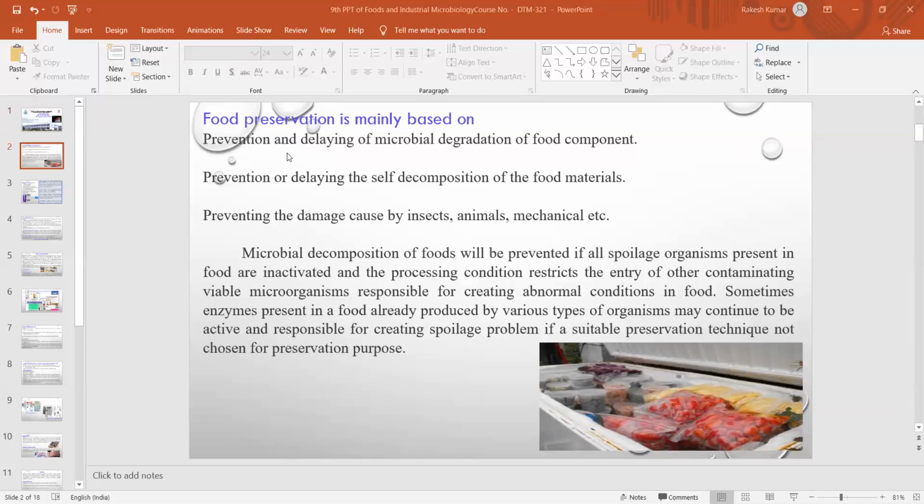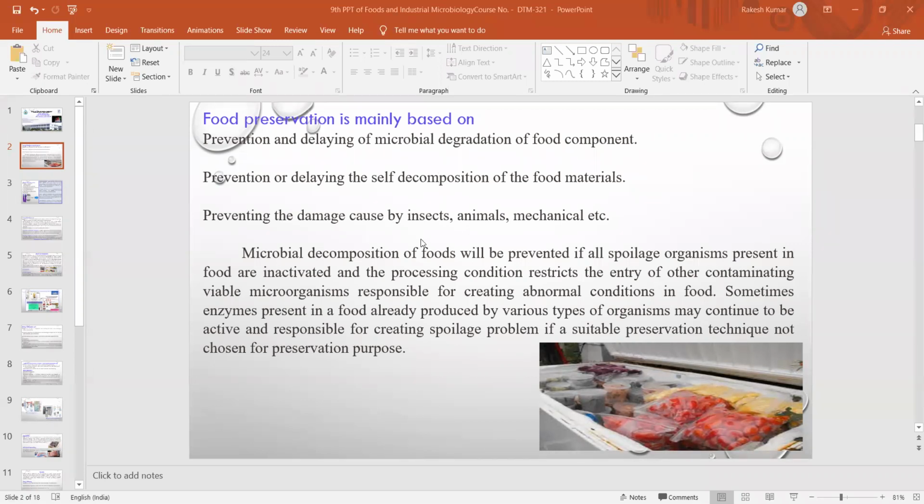It is mainly based on prevention and delaying of microbial degradation of food components, prevention and delaying of self-decomposition of food material, and prevention of damage caused by insects, animals, and mechanical means. So our main aim is to delay the microbial degradation process generally occurring in our different food items by restricting the growth and activity of different kinds of contaminating microorganisms present in your food.